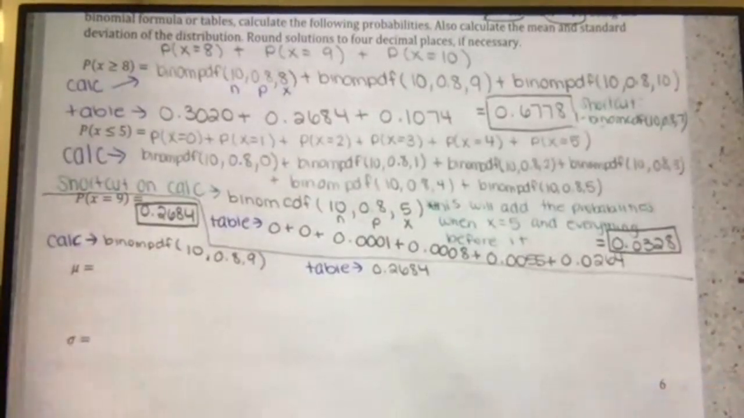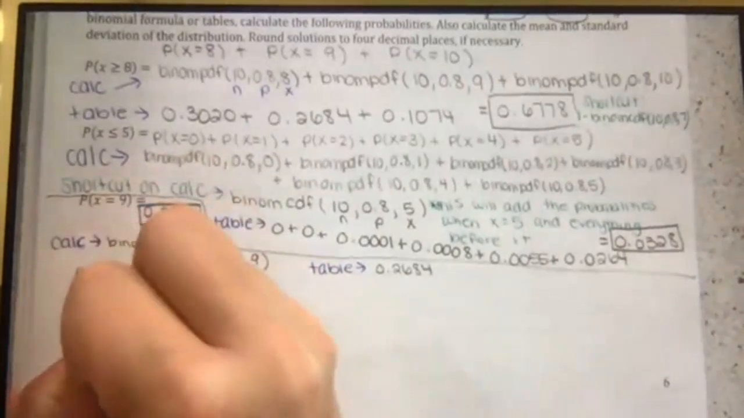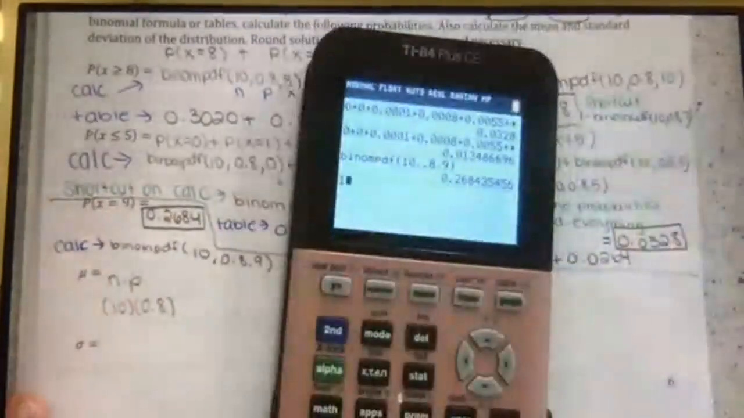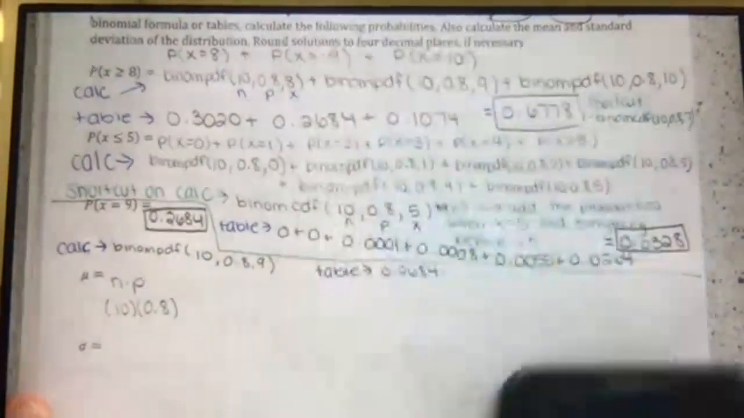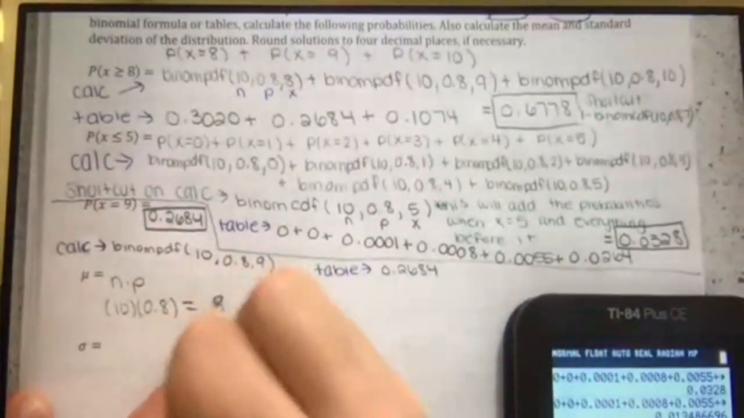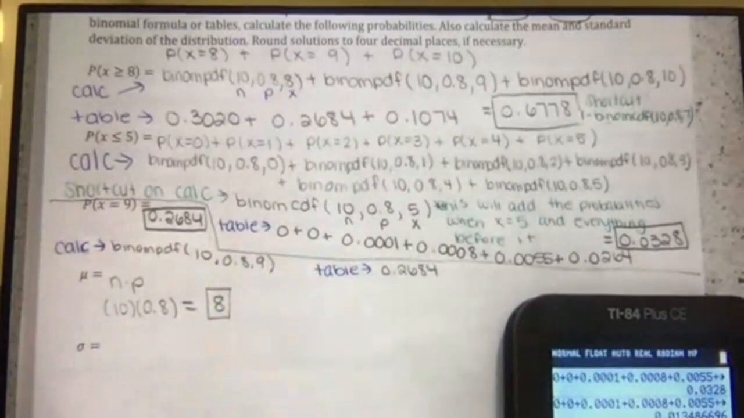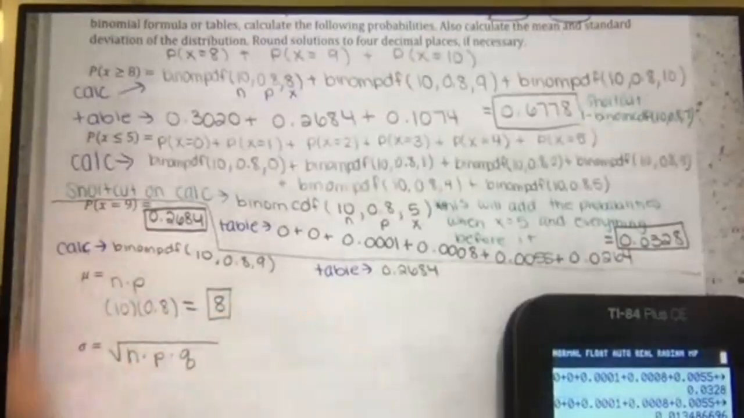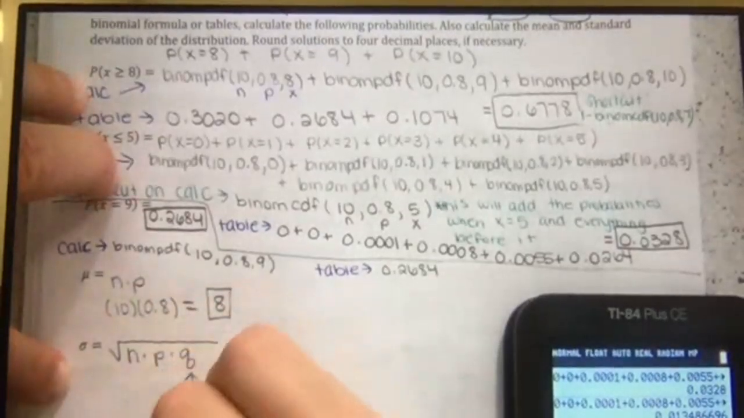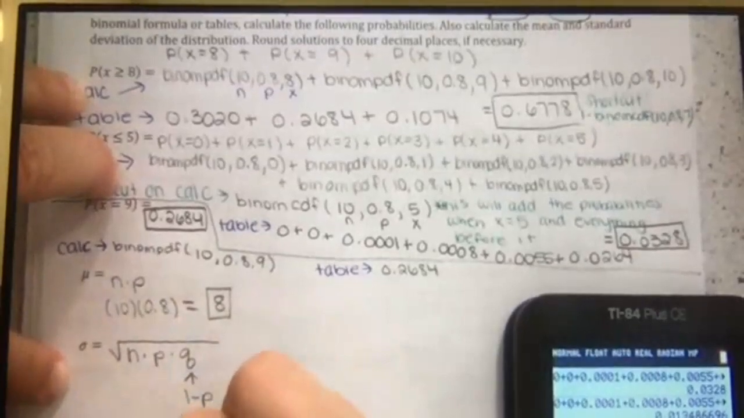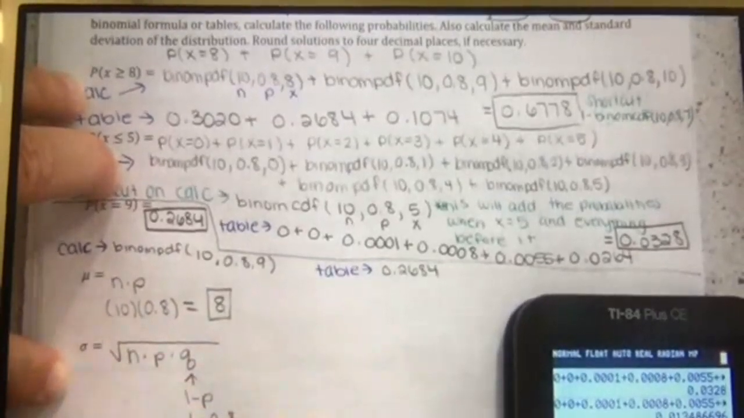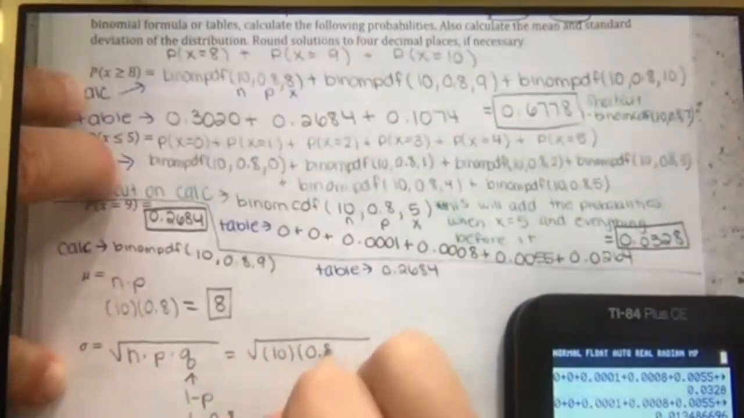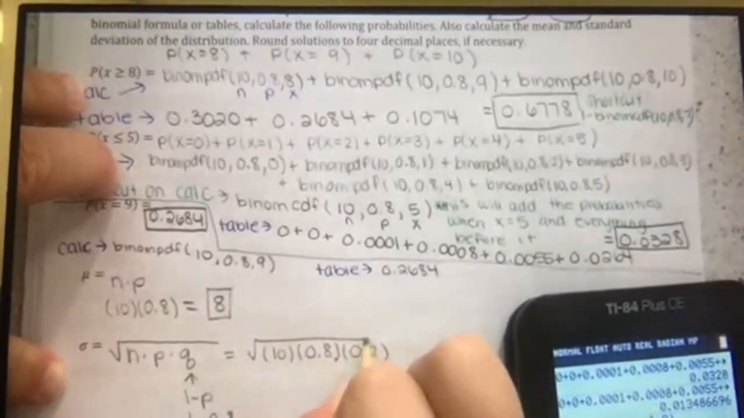All right, so next I have our mean. Mean is n times p. N we know is 10, times p, which is 0.8. So 10 times 0.8 will give us 8. And our standard deviation is the square root of n times p times q. It's on your formula sheet, but you just get so used to it. Remember, q is 1 minus p. So 1 minus 0.8 gives us 0.2. So I have the square root of n, which is 10, times p, which is 0.8, times q, which is 0.2.